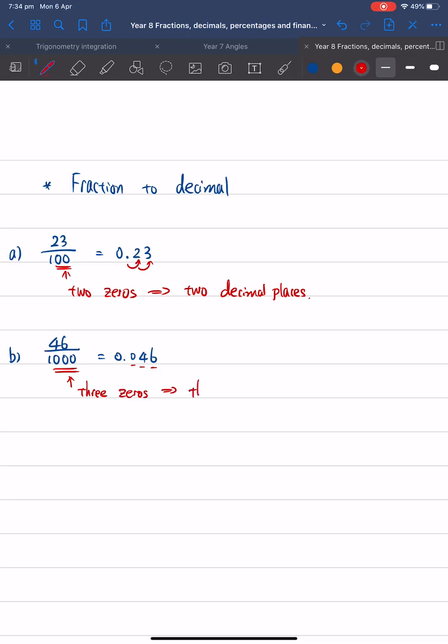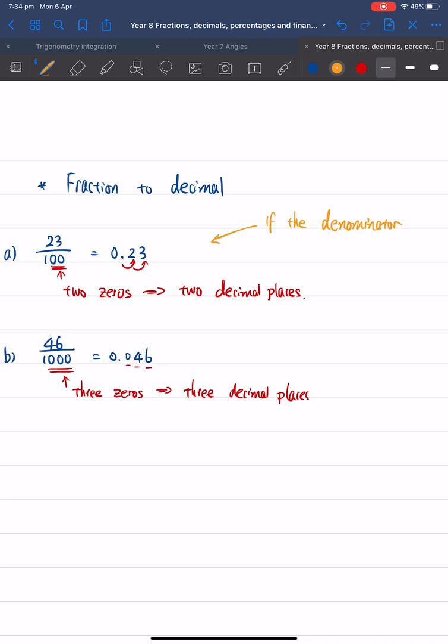So that's pretty easy, if you know the knowledge about the place values, and the question gives you a denominator that is a power of 10. All right, so this is what happens if it's a power of 10. So if the denominator is a power of 10.